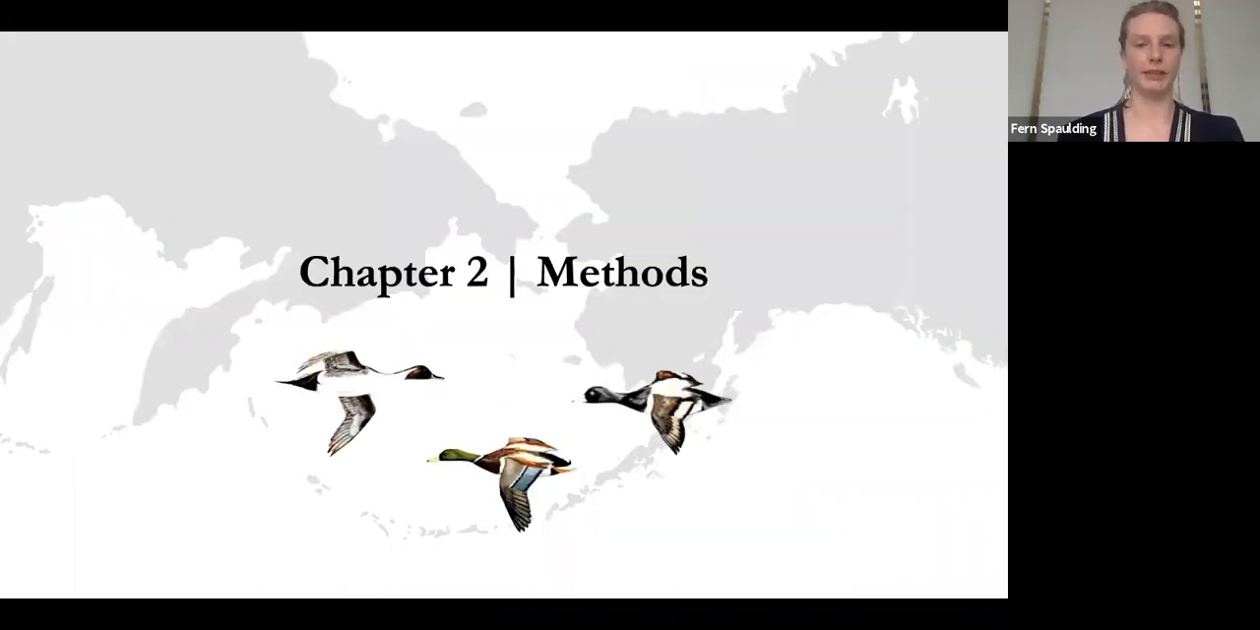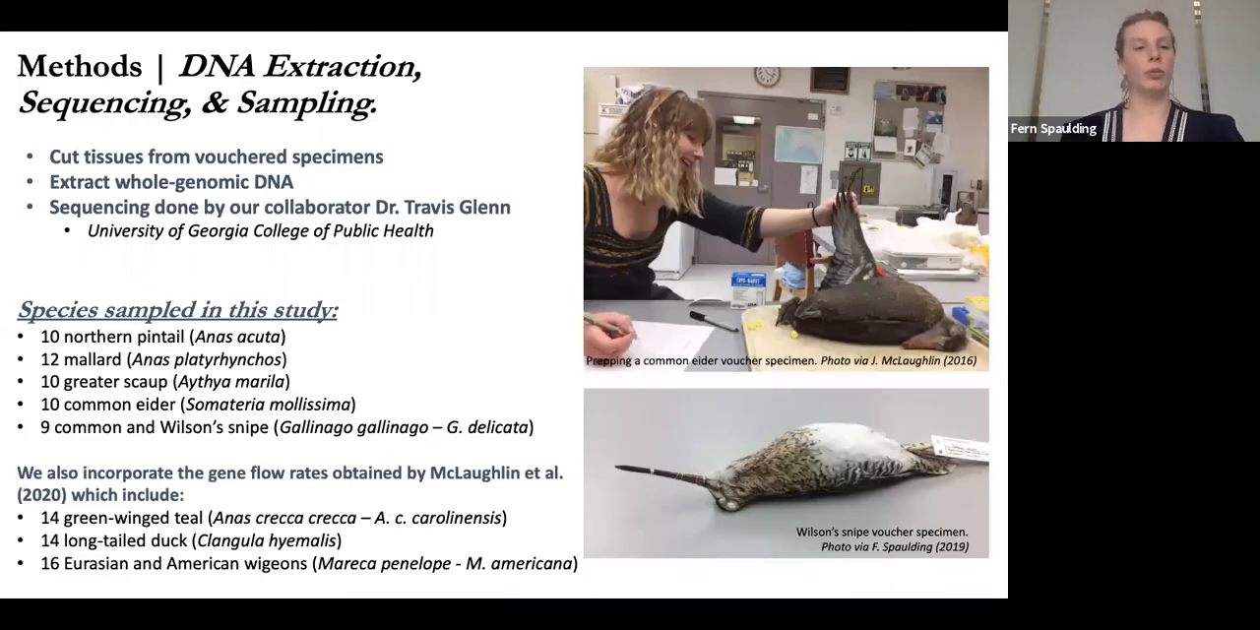Chapter 2, methods. Again, we cut tissues from vouchered specimens, from which we extracted whole genomic DNA, which was sent to our collaborator, Dr. Travis Glenn, to be sequenced using UCEs as a molecular marker. The species we sampled in this study are northern pintail, mallard, greater scaup, common eider, common and Wilson's snipe. And then we also incorporated gene flow rates obtained by McLaughlin et al. 2020, which include green-winged teal, long-tailed duck, and Eurasian and American wigeons.